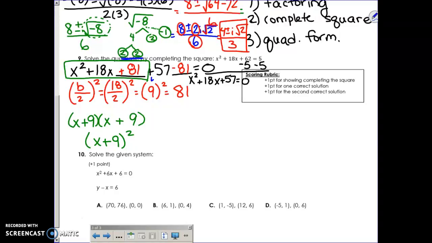Now, I can't just ignore these numbers off to the side. They're going to have to drop down with these as well. Positive 57 minus 81 gives me negative 24. And again, down here I need to write it.